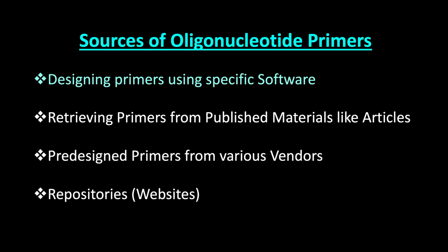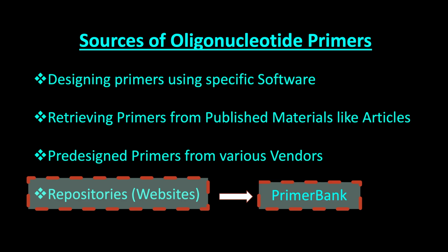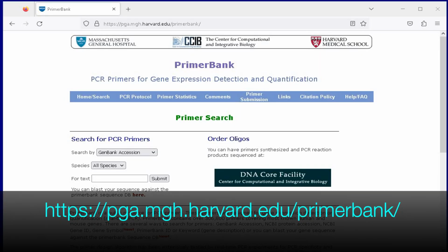Sources of oligonucleotide primers include designing primers using software, retrieving pre-designed primers from published research articles, from various vendors, and from various repositories like websites. Today, we will talk about one such website called Primer Bank. Head to the website as shown in the screen below. The link to this website is also provided in the description below.